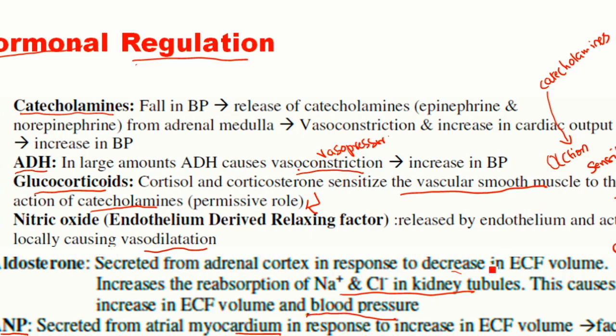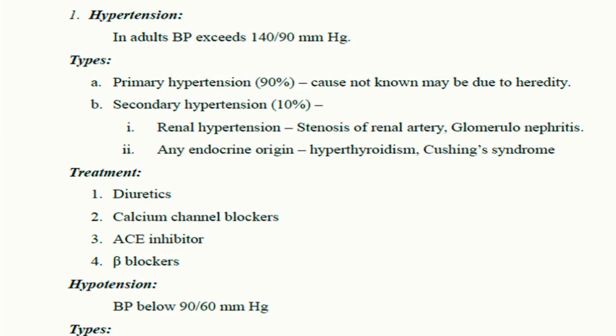Finally, the applied aspect. If the BP is more than normal, what do you call the condition? Hypertension. In adults, the hypertension value is more than 140 over 90. There are two types of hypertension. Primary, which 90% of patients suffer from, and secondary, only 10%. In primary hypertension the cause is not known. It is hereditary; from generation to generation we get the BP without any reason. It is not in their hands, but it can be controlled by lifestyle modification and so on.